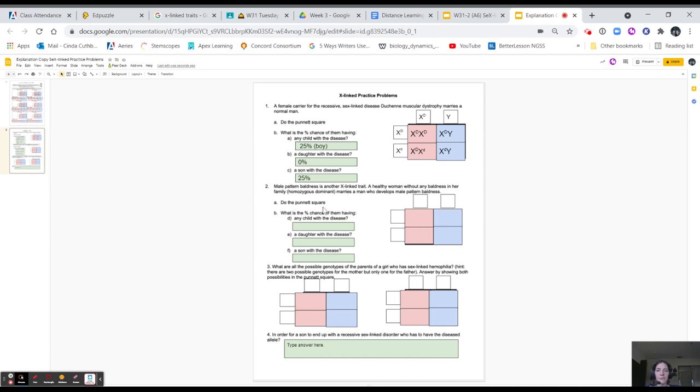So then you have this one with male pattern baldness, which isn't really a disease. And then number 3 is telling you that you actually have a girl with sex-linked hemophilia. And there are 2 possible genotypes for the mother, but only one for the father. So as to how that could have happened, I want you to give me the different possibilities of the parents and show me in the Punnett square how you can get a girl with sex-linked hemophilia. And then number 4 says, in order for a son to end up with a recessive sex-linked disorder, who has to have the diseased allele?